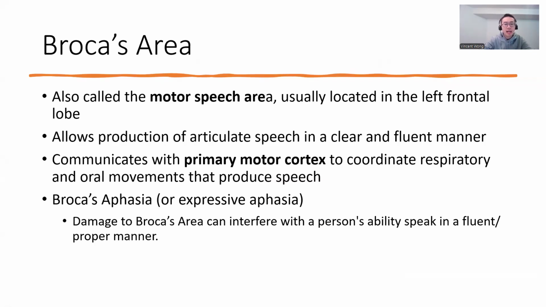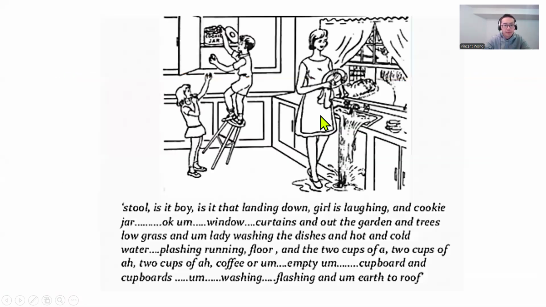If a person has damage to the Broca's area, then they would develop what's called Broca's aphasia, right, or expressive aphasia. Aphasia in this case is the inability to communicate. There are different kinds of aphasia. This one is a problem with expressing yourself, okay? And they're not going to be able to speak properly.